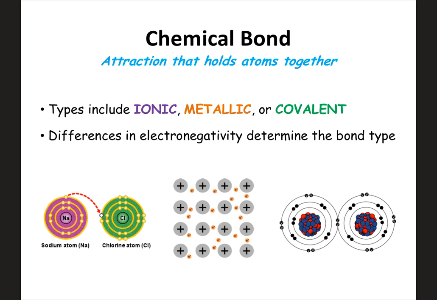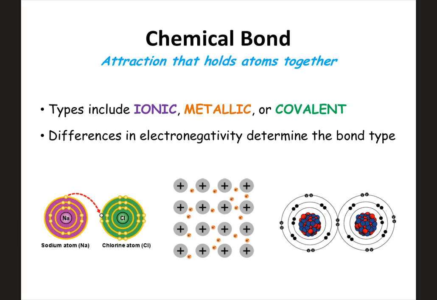Before we totally jump into this, we just want to make sure that we understand what a bond is. A bond is anything that holds atoms together. So it's some form of mutual attraction that holds atoms together. And there are three types: ionic, metallic, and covalent. We will go through all three, but you can see them here in picture form.